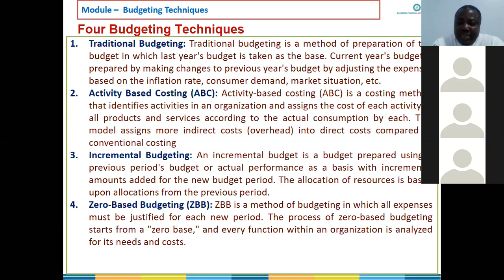ZBB is a method of budgeting in which all expenses must be justified for each new period. The process of zero-based budgeting starts from a zero base, and every function within an organization is analyzed for its needs and costs. For example, the budget that you prepared this year is not relevant anymore for next year. You have to look at every aspect and see whether all those costs need to be justified in the new year that you are preparing the budget for. So you are looking at it anew altogether, starting from ground zero for each year. That is called zero-based budgeting.